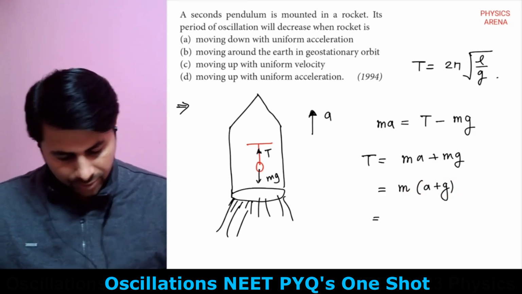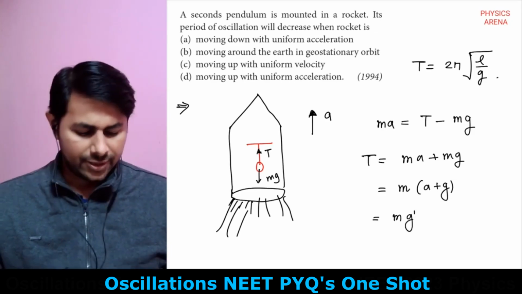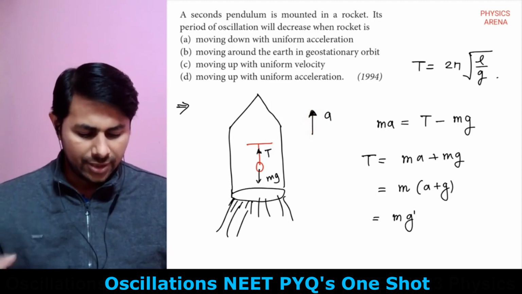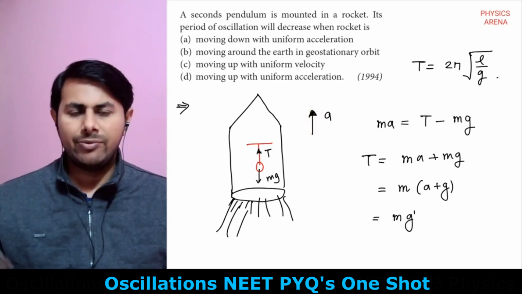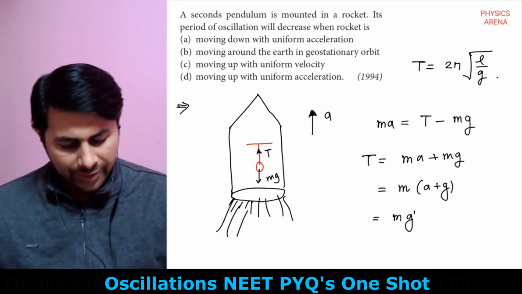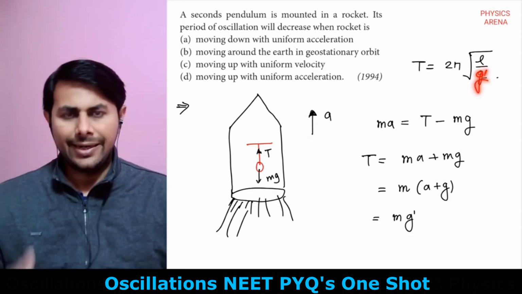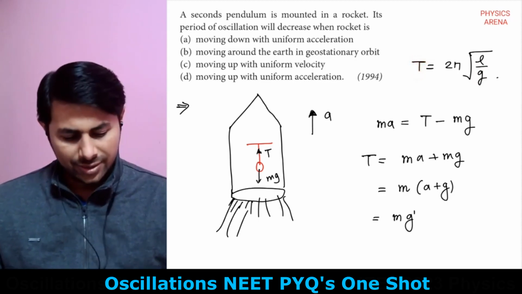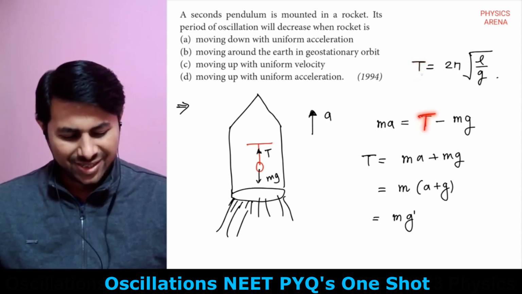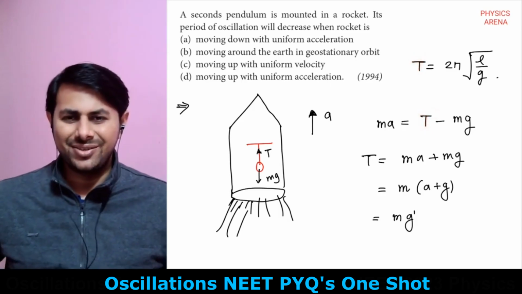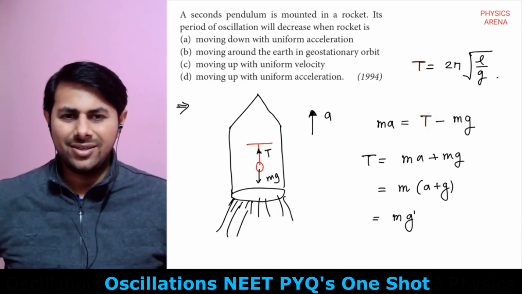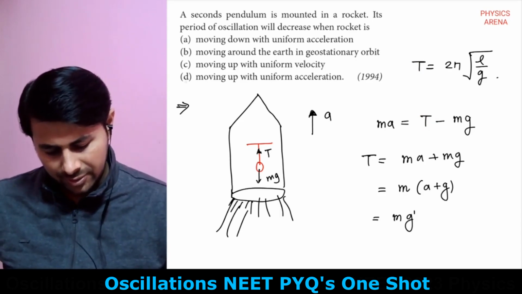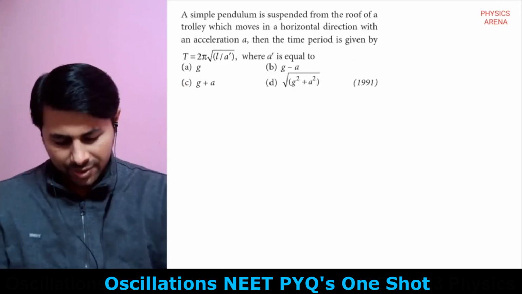So m into g dash, you can say. When it moves upwards with some acceleration, then this g dash will be greater than g. And when g dash is greater than g, in that case only the time period will decrease. So don't get confused between T and T. This is tension, this is time period. Is it clear? So it's option D. Next question.